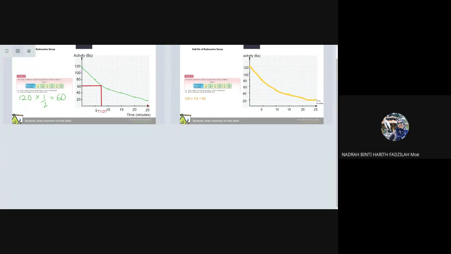Oh, is there a way to slow down atomic decay? Tak boleh stop tapi boleh control. Yes, boleh. Boleh control in a sense boleh cepatkan atau lambatkan untuk menjawab soalan Irsyad ya. Tapi it requires more explanation. Hopefully I can address that tomorrow.